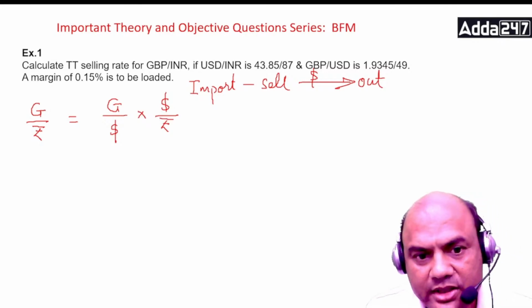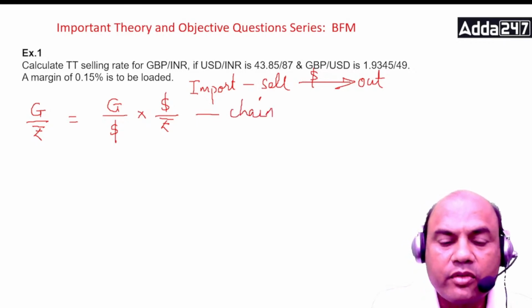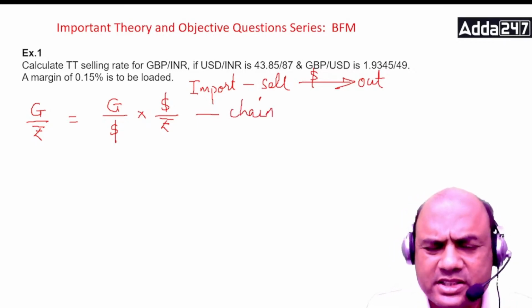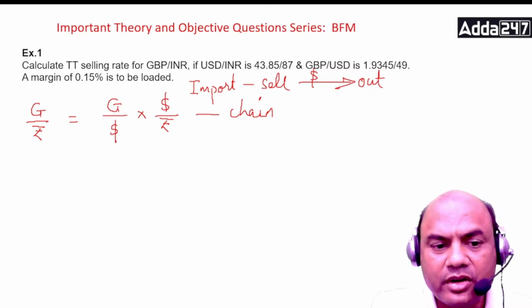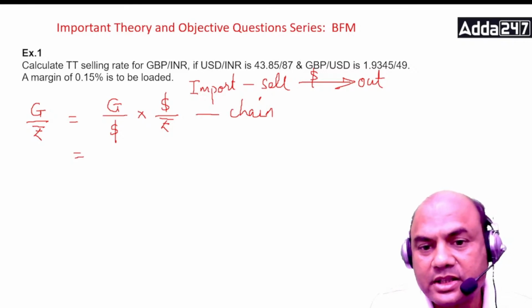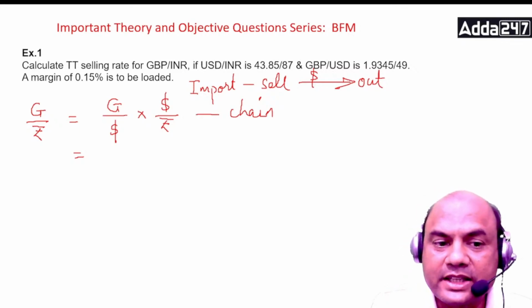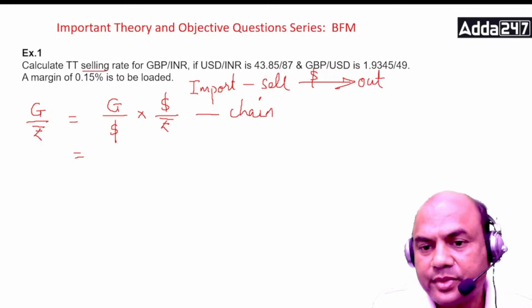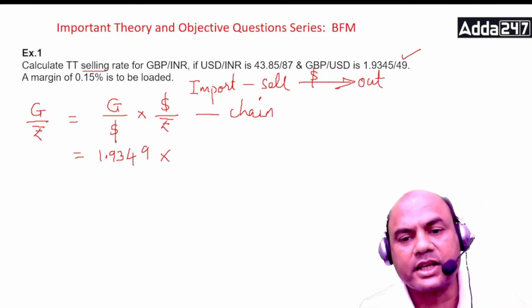This is known as a chain rule. When do we use the chain rule or cross currency? Whenever we don't have the direct rates. So now you have the rate of GBP to dollar. GBP to USD is 1.934549. Which one will I take? Selling. Selling means right side. So I'll be taking 1.9349.